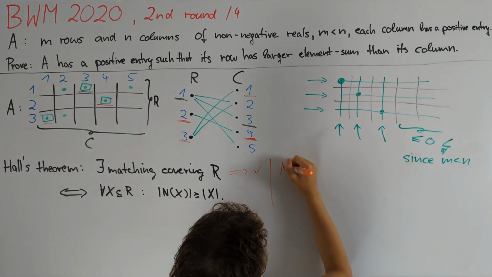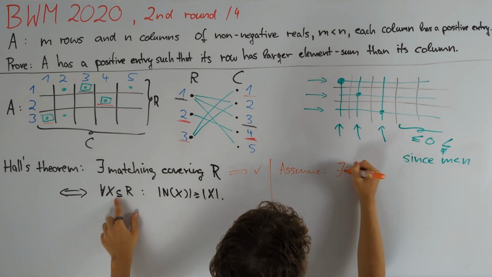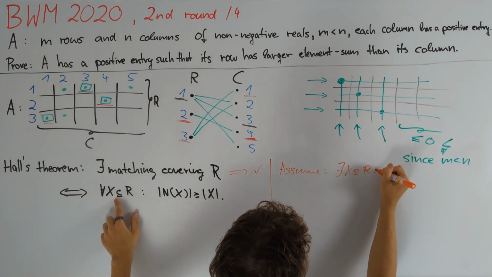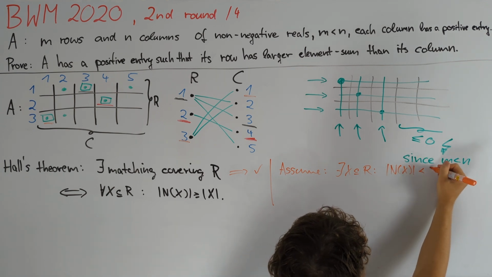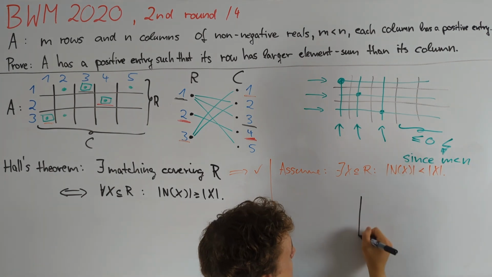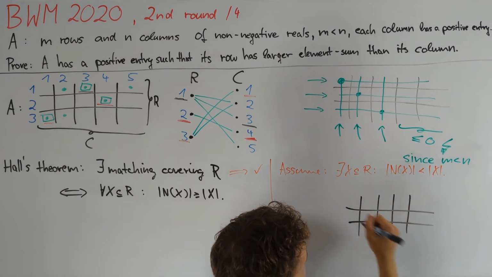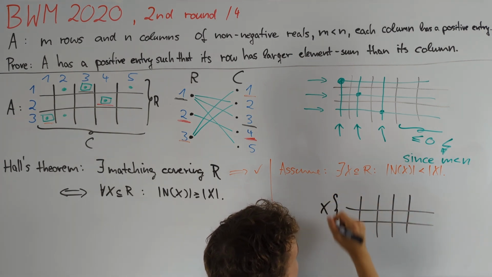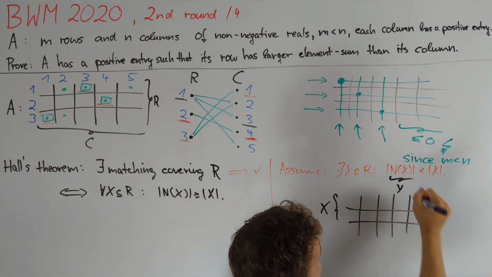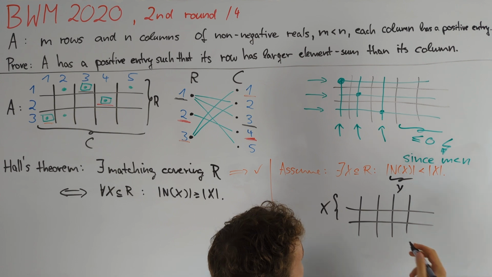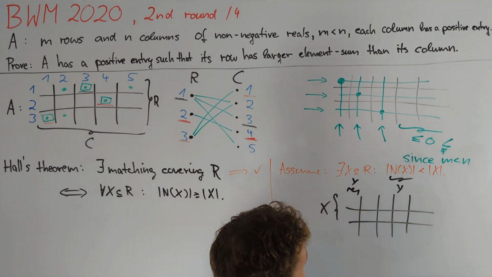Namely, in the other case, we can now assume that we can find a subset x of R such that the size of N of x is strictly smaller than x. What does this imply about our table A? Well, if our first two rows are x, then we want that the neighborhood of x, which we maybe call y, has smaller size than x. So in this example, let's just take the first column as y.